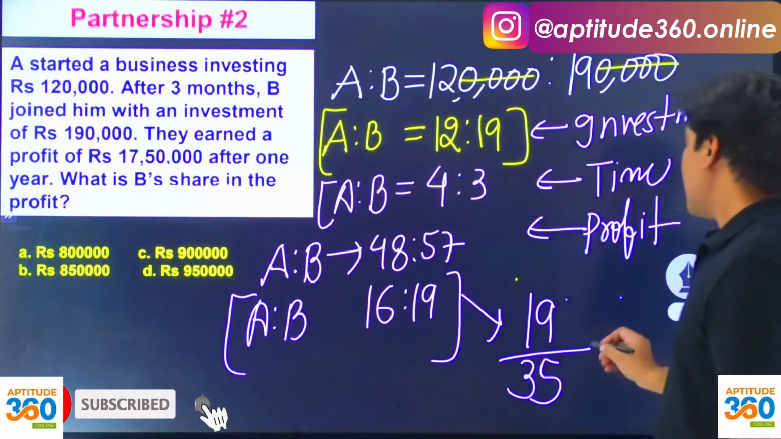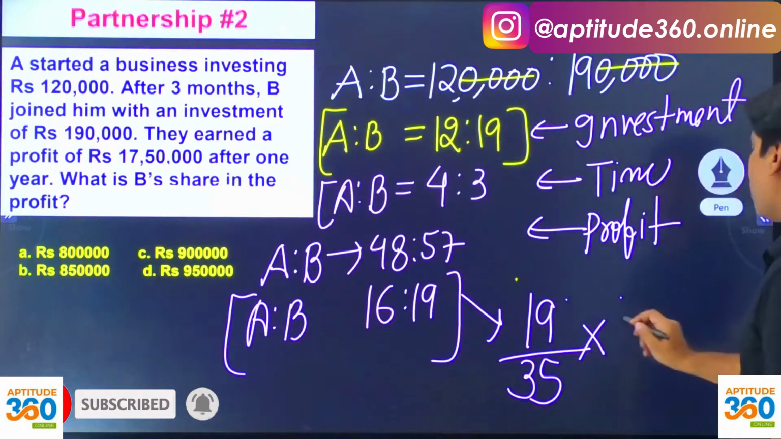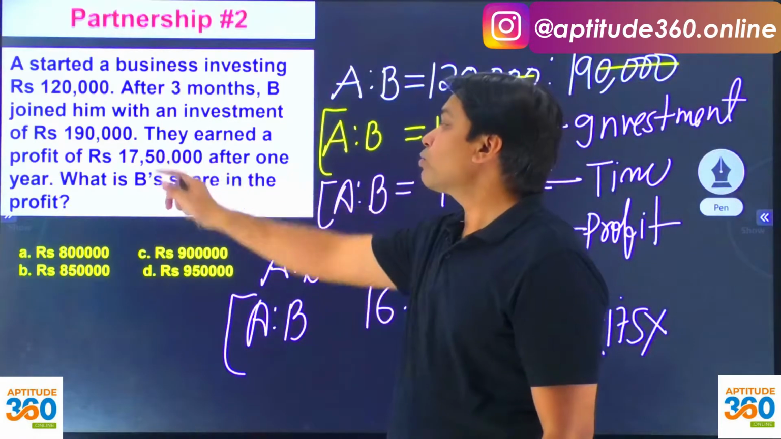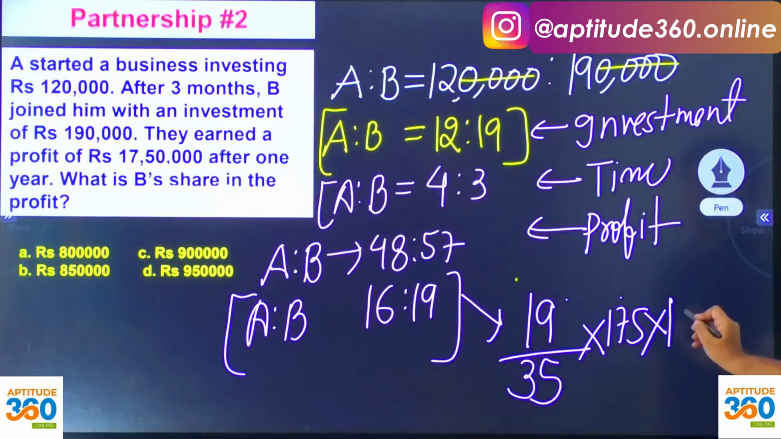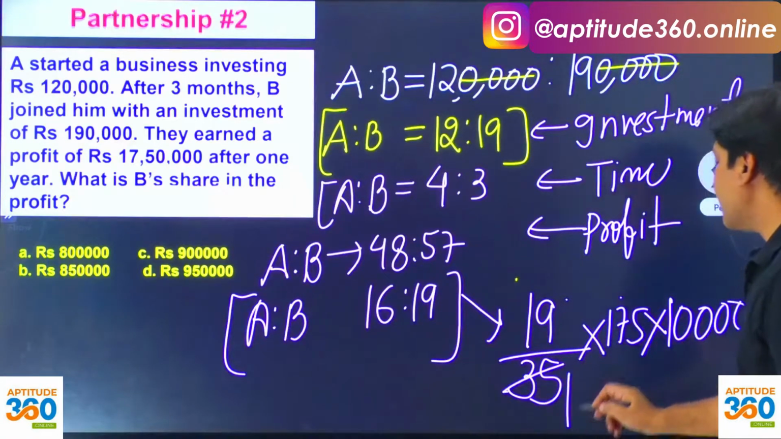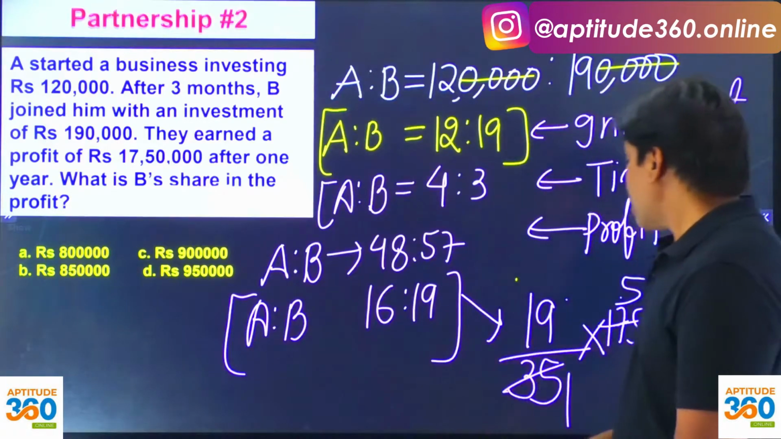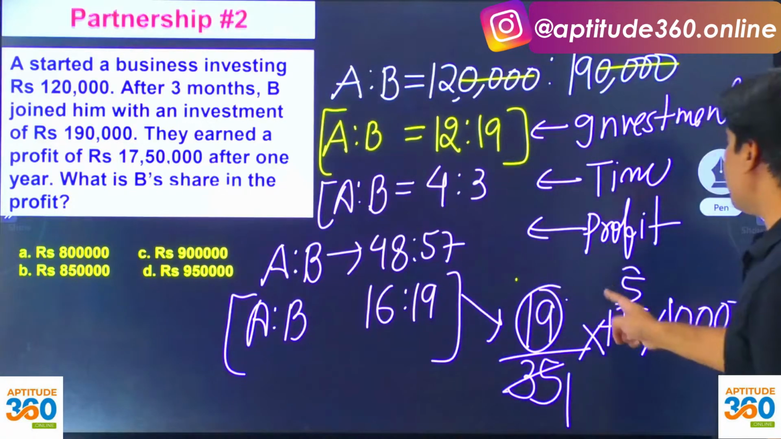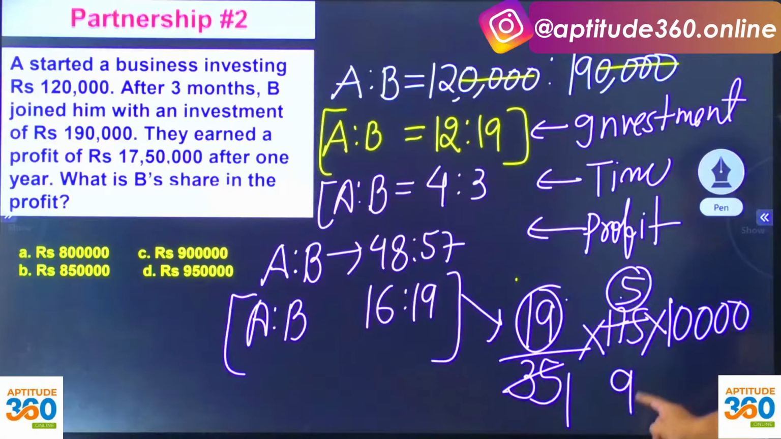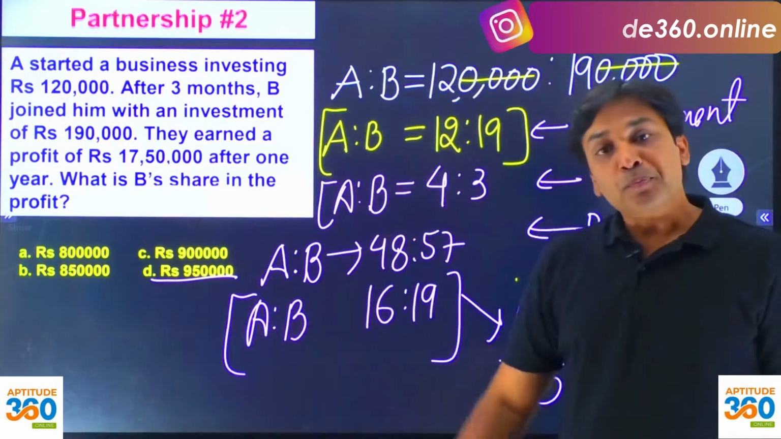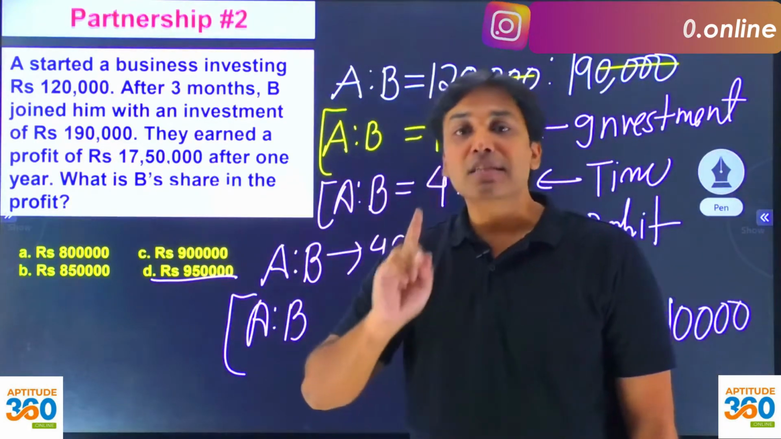So this value out here is 175 followed by how many zeros? 1, 2, 3, 4. So write this down: 1, 2, 3 and 4. So 35 into 5 is 175. So this one is 19 into 5. 19 into 5 is what? 95. 95 followed by 4 zeros. Option D is the right answer.